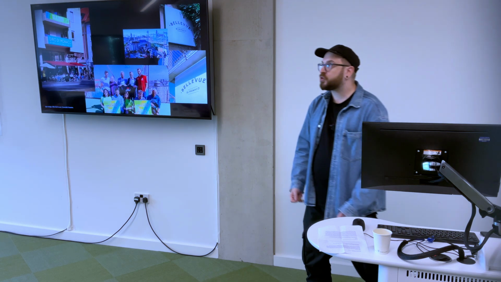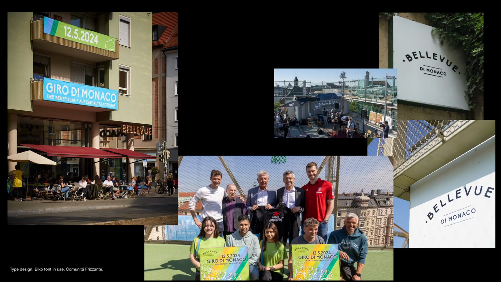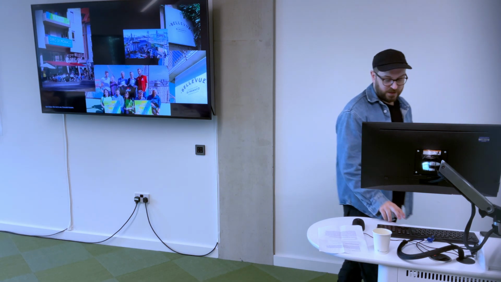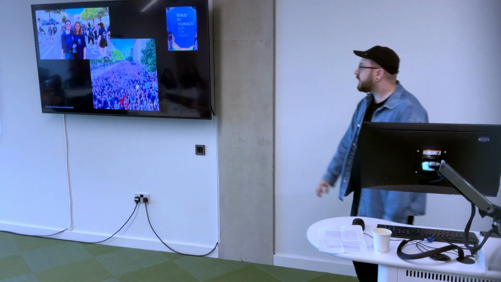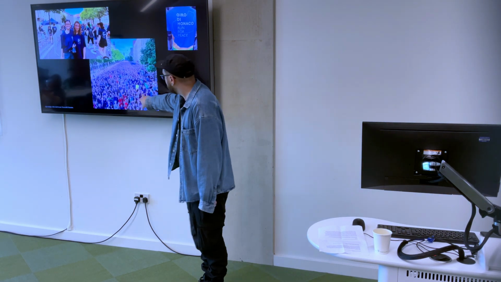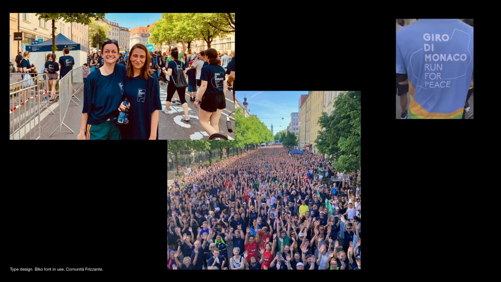This is a cultural center in the city of Munich. It's a huge cultural and residential center that gives hospitality to refugees. They use my typeface in their logo and very generously everywhere. They organized a peace run, so a charity event. And look at all these people. I believe most of them are actually wearing my Biko on their t-shirt.